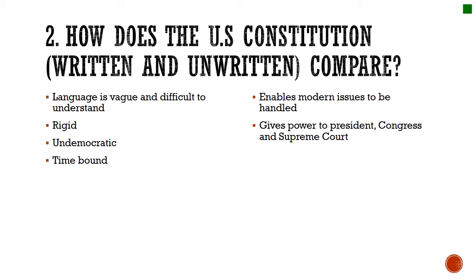So why is that? Because we don't change it? No, of course we change it all the time. We change the Constitution all the time, but not through the written document. We change it through the unwritten document. The third thing is that it's undemocratic. That is, not the whole Constitution, but many of the things in the Constitution are undemocratic.